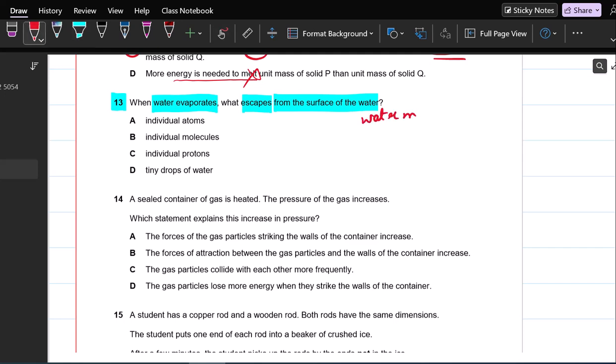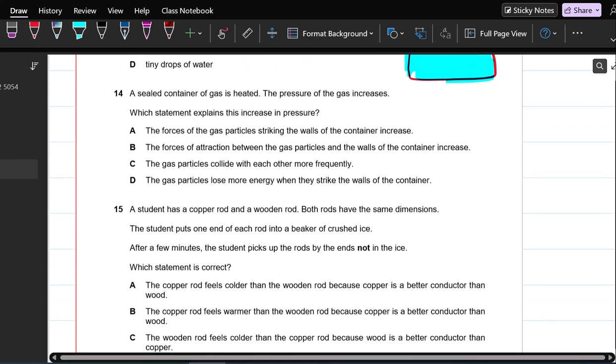Water molecules escape from the surface of water. Suppose here I am having a jar, here I am having water. So from this surface, what will be escaping? Water molecules. So individual atoms, no, not possible. B is right, individual molecules.